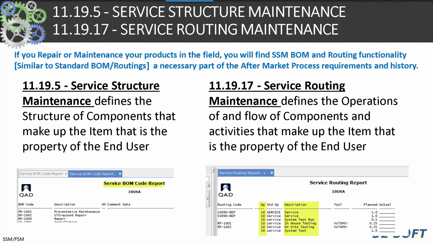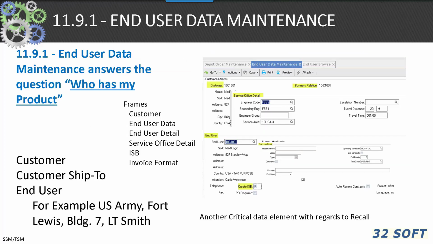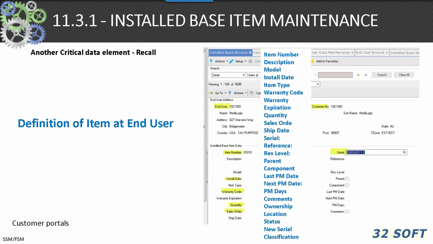The 11.19.5 and 17, if you do maintenance out in the field, you'll find service BOMs and routing functionality a necessary part of your aftermarket process requirement. The 11.9.1 end user data element, this is who has my product. For example, if you sell to the Army, it may be billed to the U.S. Army, but shipped to Fort Lewis in Building A to a Lieutenant Smith. This is who has it.